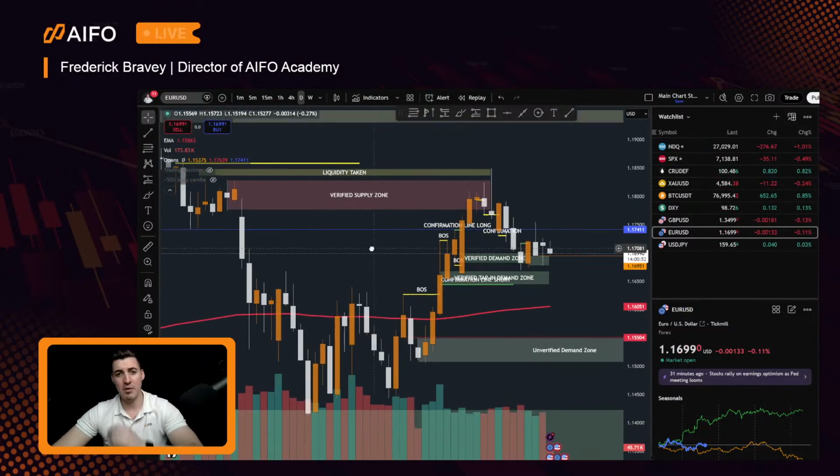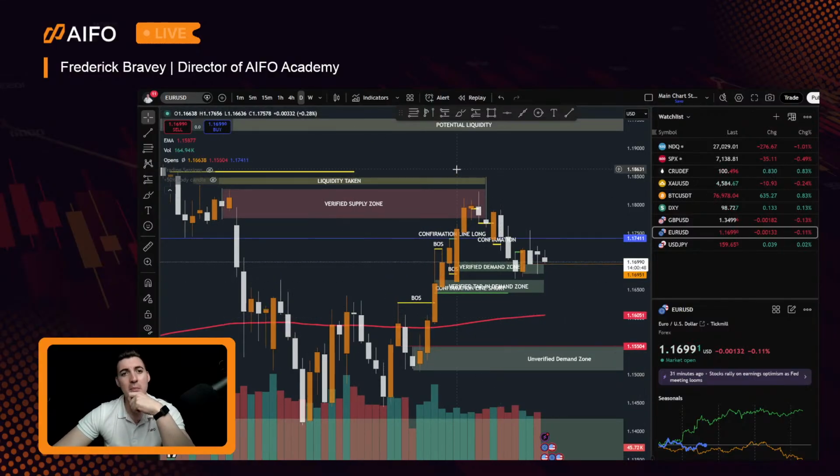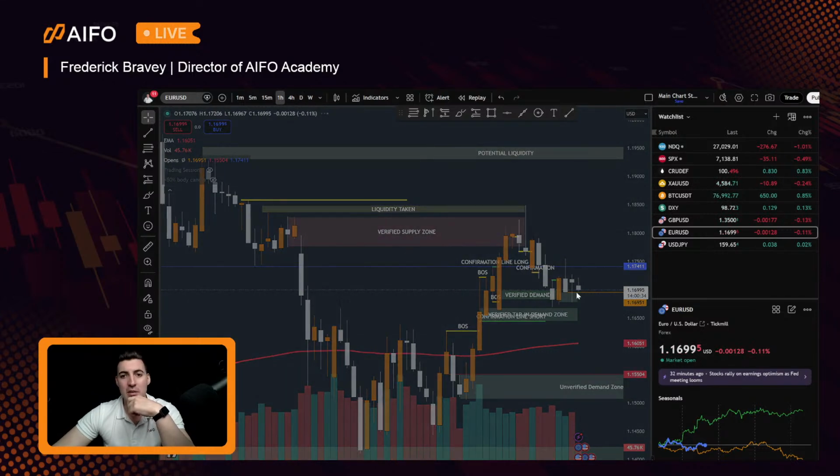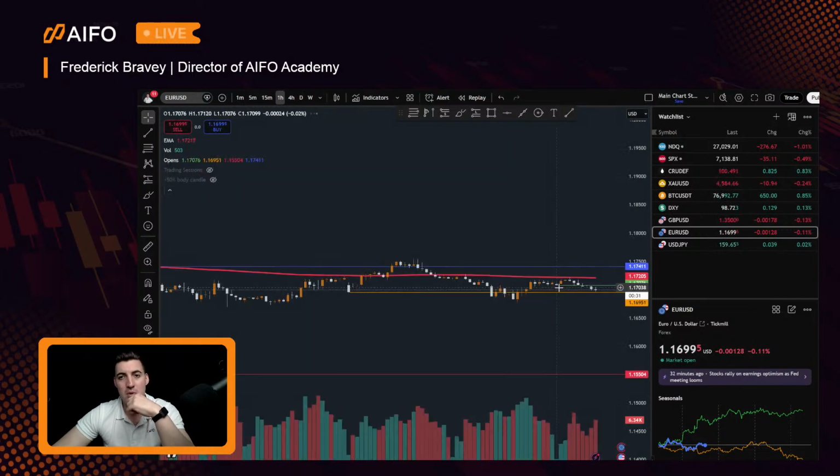It has been playing very nicely into our technicals, where price came up and liquidity was taken. We can confirm that by this long wick candle. Now we've had this slight pullback and we're waiting for long opportunities on the Euro/dollar. I'll come back to the Euro/dollar in a moment.